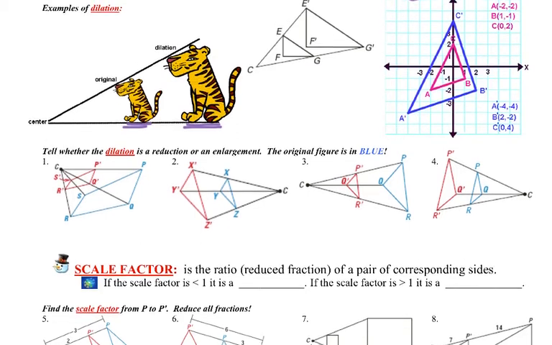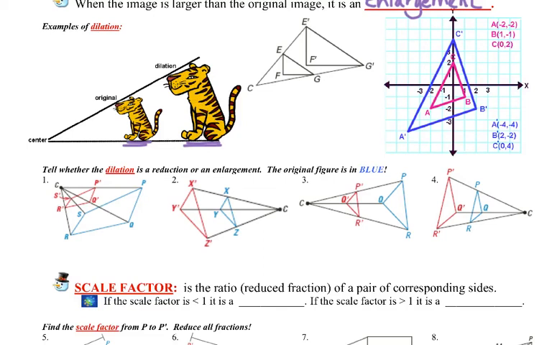Instead of tigers, we're going to do triangles. So we'll have an original triangle here. The original always has the plain letters, and then the changed triangle will have the prime, E prime, F prime, G prime. It'll have the changed ones.